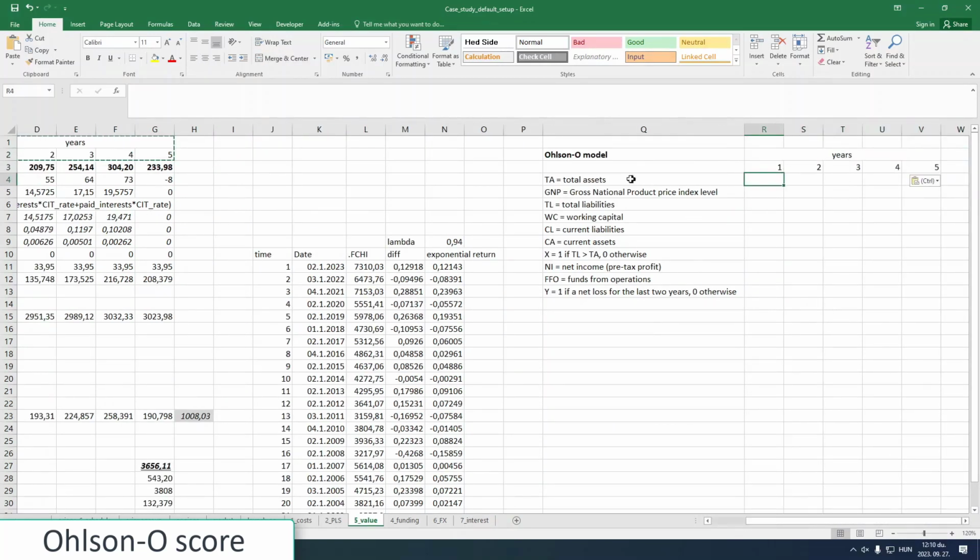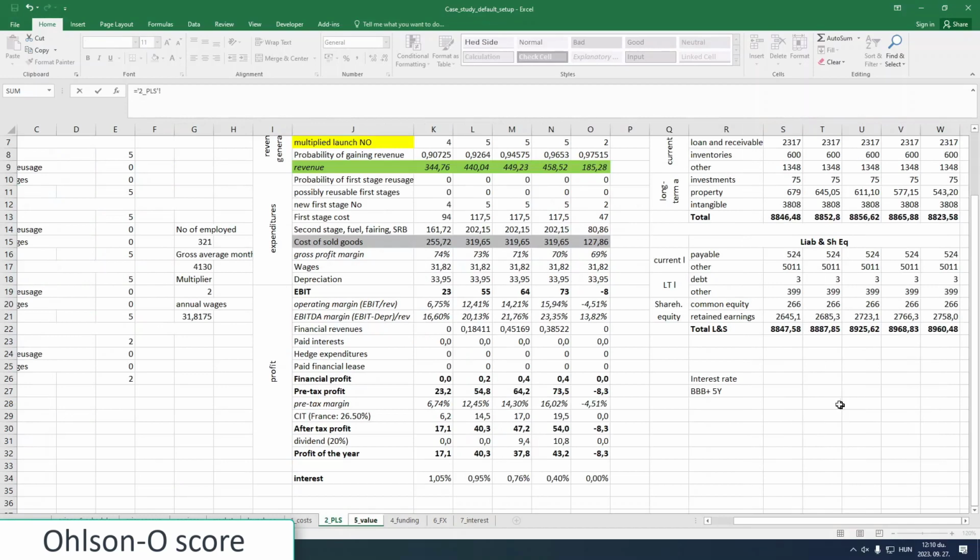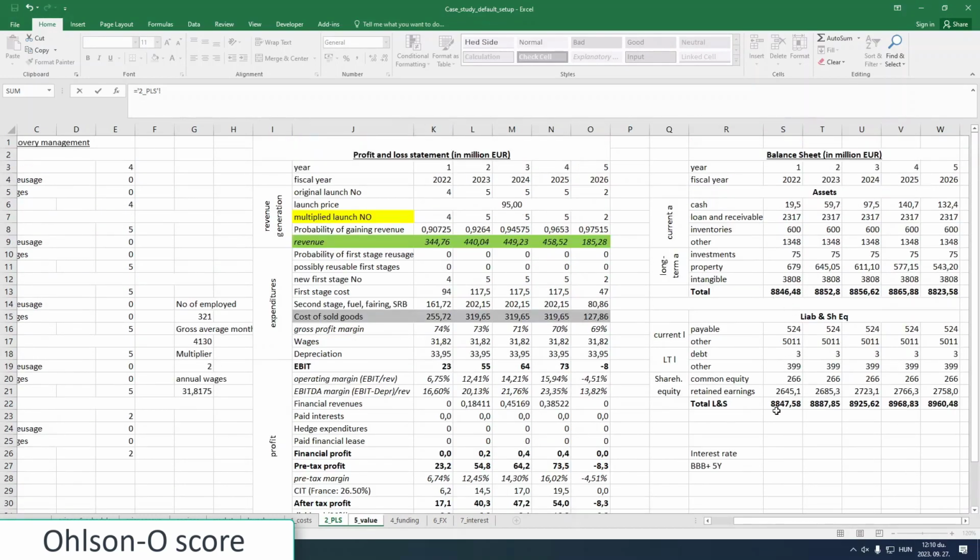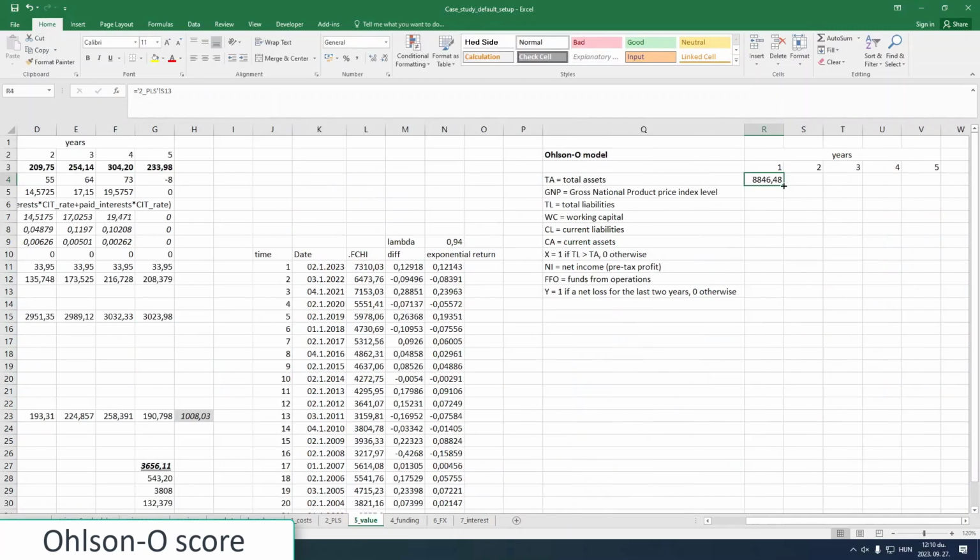Okay, so total assets. We just have to fill in, so nothing extraordinary is necessary, from the profit and loss statement data. You can see that these are not the same. It should be the same, but this is not an accounting class, so that's why we are using total assets. And total liabilities, just the liabilities.